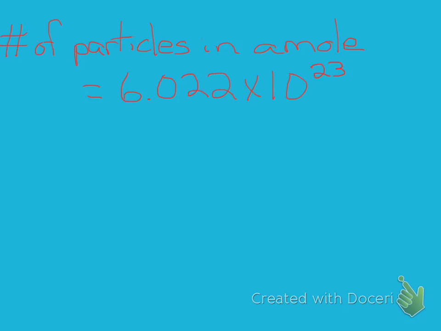The number of particles in a mole is going to be a very, very large number. But remember that these particles are super small. The number is 6.022 times 10 to the 23rd. This number is also known as Avogadro's number, and you'll forever hear this in chemistry or in science. Alright, so let's move on.